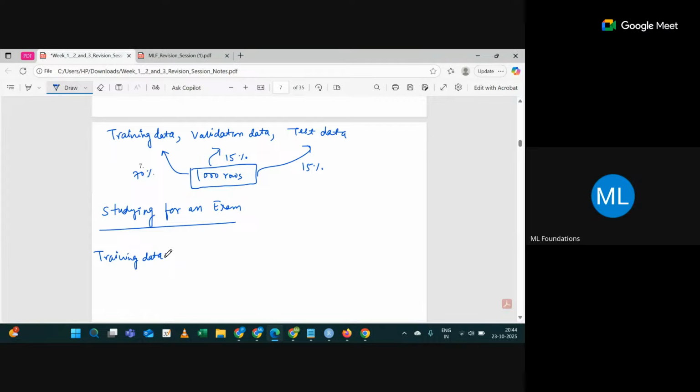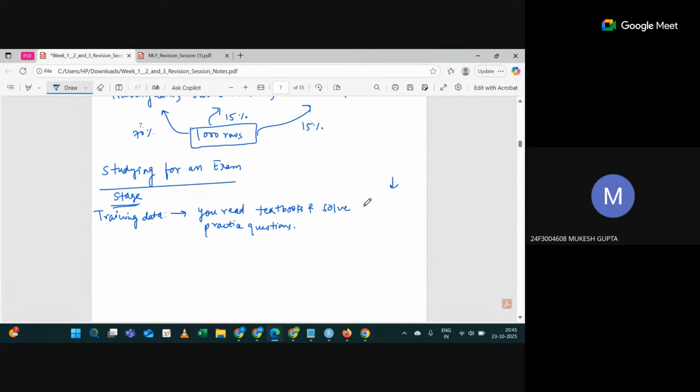So what happens in the training data stage? Basically, he or she reads lots of textbooks. Yes or no? Yes, sir. And solves practice questions. Yes, sir. Sir, we fit some equation or curve to the data. Suppose we want to find a function, so we fit a line or a curve to that data. Yeah, basically.